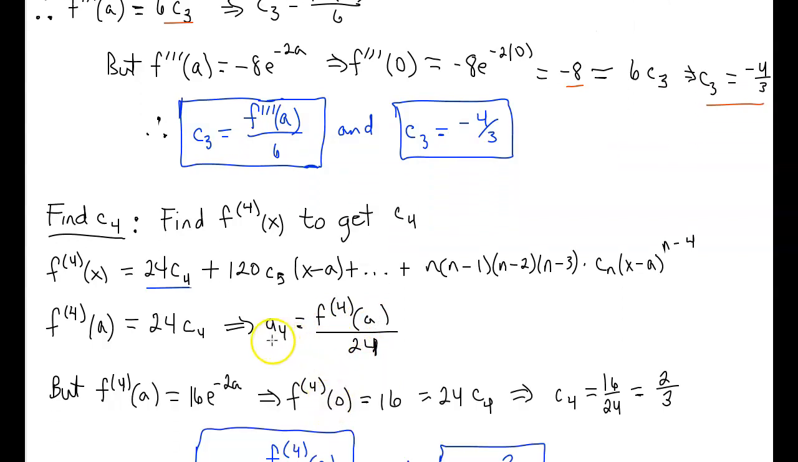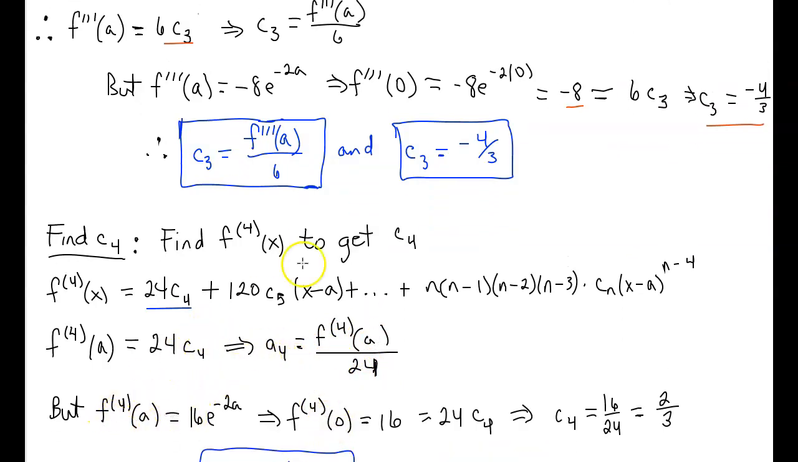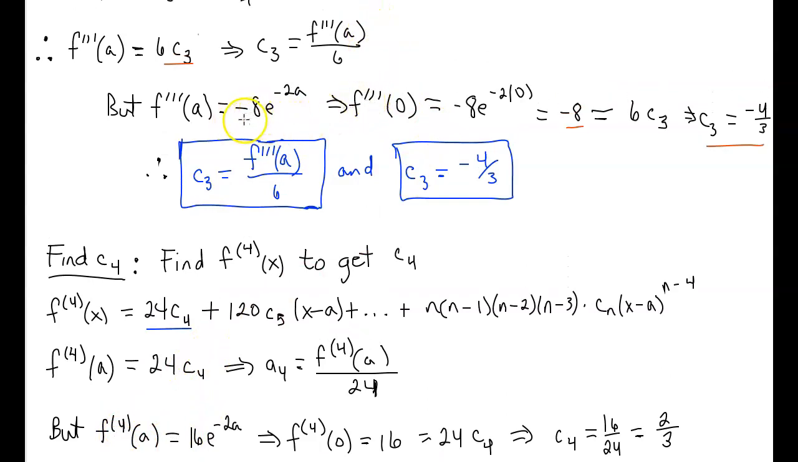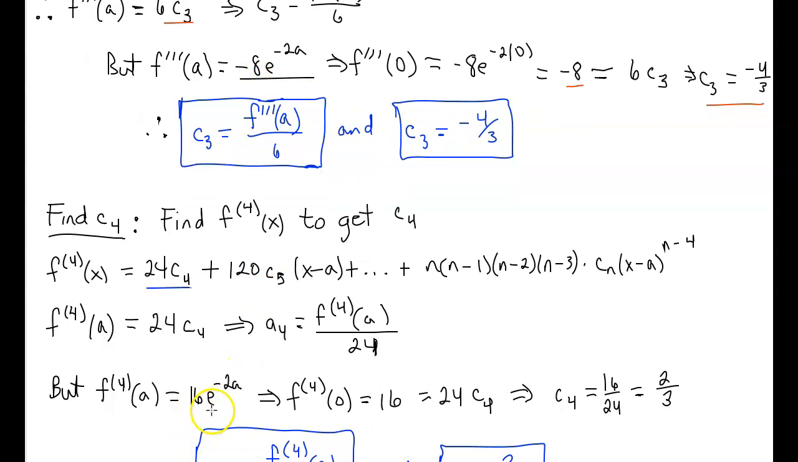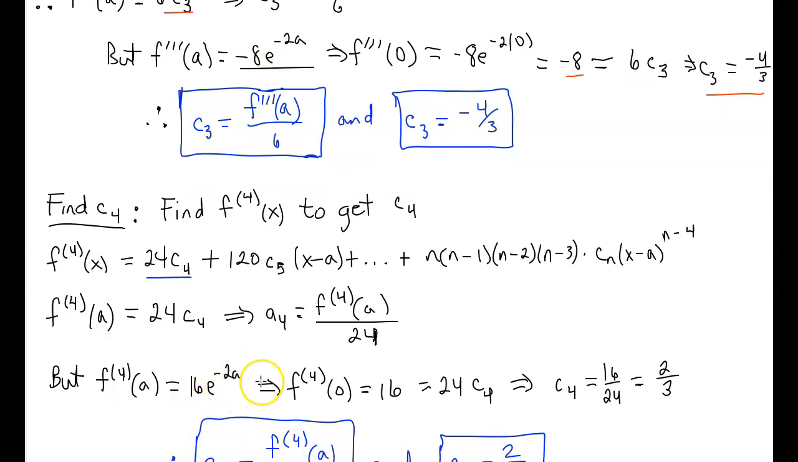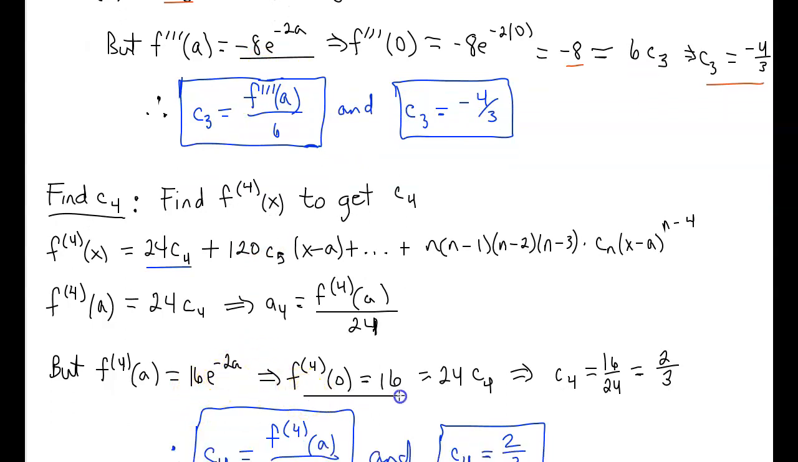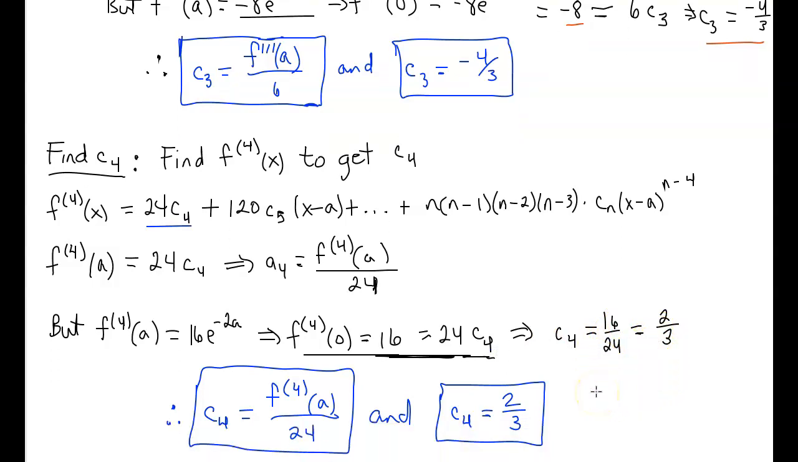But we also remember that our fourth derivative is the derivative of the third derivative with A plugged in. And that ends up just being 16 times e raised to the minus 2a. If you explicitly plug in A is 0 here, then we get that 16 is equal to 24 times C4, which after you solve for C4 is going to be 2/3.